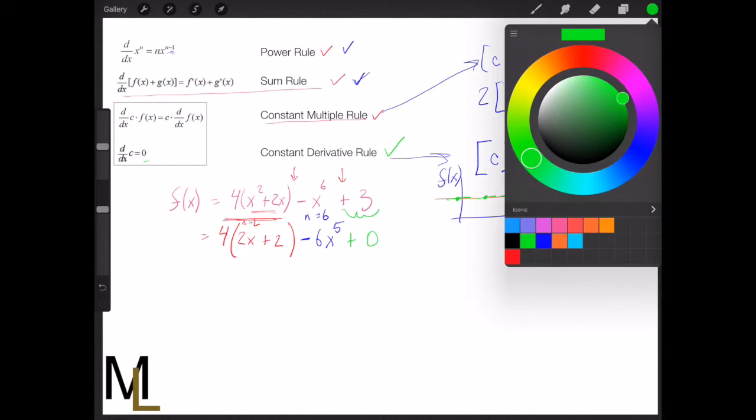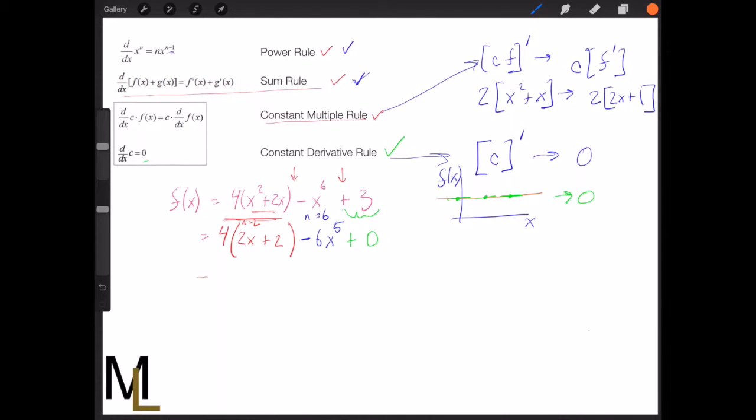And then what we'll need to do is simplify this, so we'll multiply it out. So we get 4 times 2x plus 4 times 2 minus 6x to the 5th plus 0, which goes away. And then if we simplify this, we get minus 6x to the 5th plus 8x plus 8. Okay? So there is your solution to this problem, taking the derivative of that. So that's using the 4 main rules we're going to use for polynomials, and you should go ahead and practice that with some other problems.